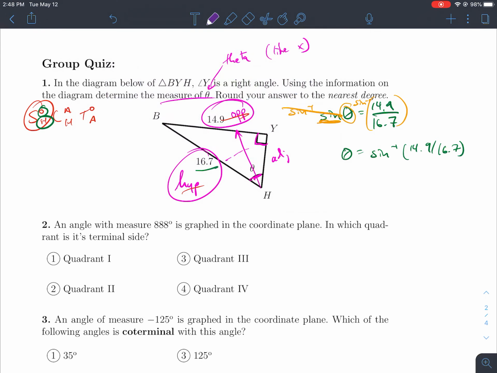Now, really key here, we did not emphasize this, but round your answer to the nearest degree. So make sure you're in degree mode, because we learned that there's another way of calculating these things called radians. So we go to Desmos.